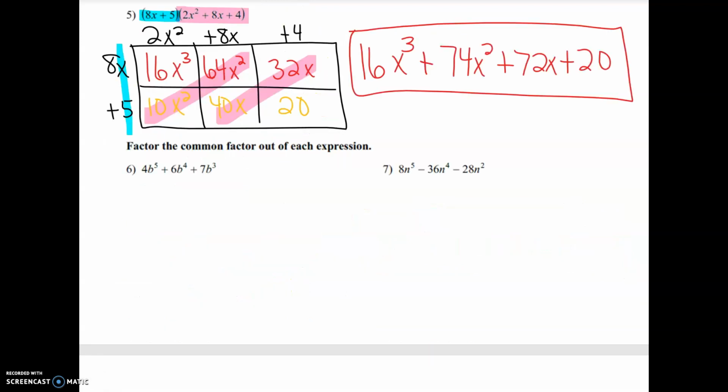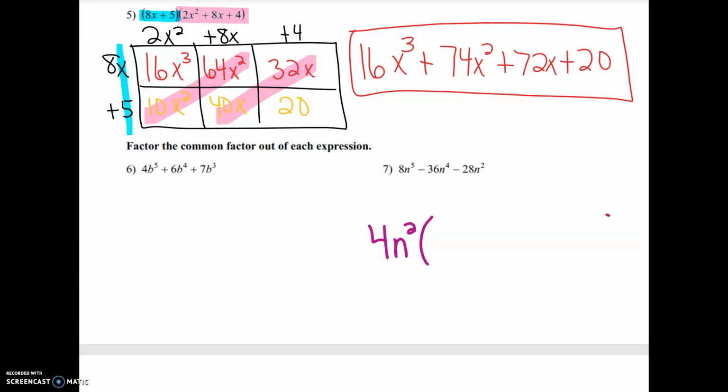Okay, the next one I'm going to go over is number 7, where I factor the common factor out of each expression. So let's first look at the coefficients for number 7. I have 8, negative 36, negative 28. So is there a factor that divides evenly into all 3 of those numbers? Well, yes, there is. There is a 4 that will divide evenly into all 3 of those terms. Also, next, notice that each term has variables with an n. So how many do they have in common? They have at least 2 n's in common. So I'm going to write that as n squared.